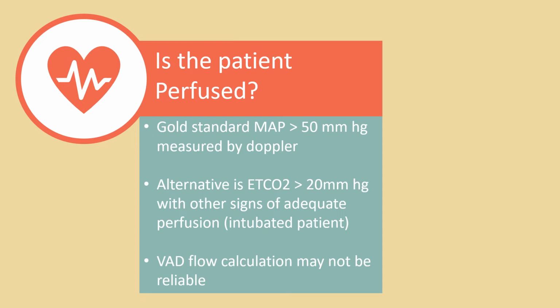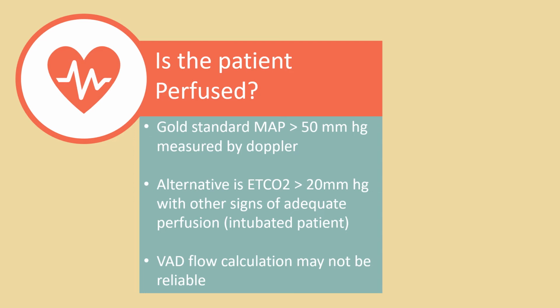One final note here is just about the VAD flow meter, the calculation that it does and spits out a number on the controller. This may not be a reliable measure of perfusion. It's calculated artificially. It doesn't actually measure flow. What it does measure is power consumption and RPMs and a few other variables that are inputted by the operator, like hematocrit, and it uses those to estimate a flow.